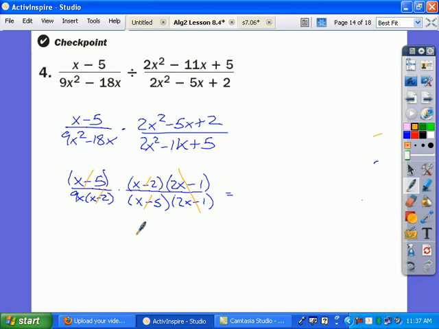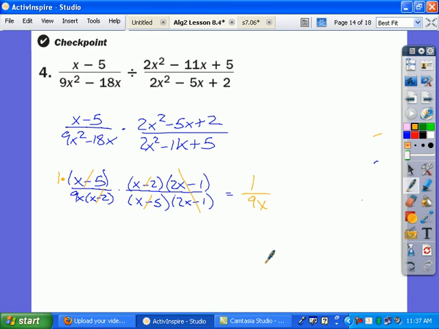And what goes in the top? Well, remember, anytime we're multiplying, we can always throw in a coefficient of 1. And so this is just 1 over 9x. There we are. Again, the primary component of this problem is factoring.